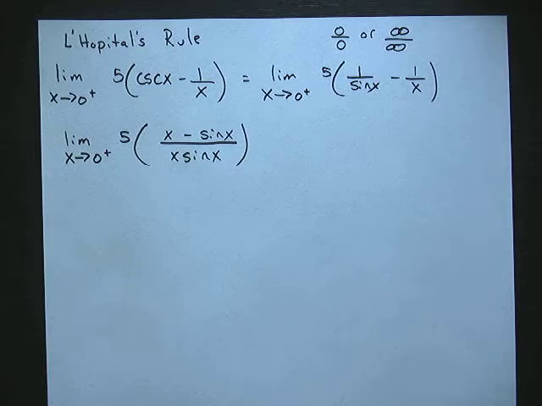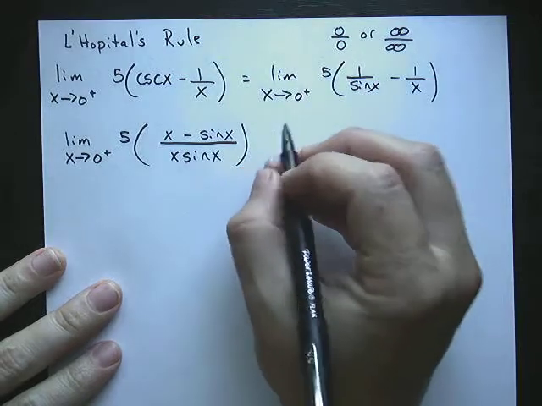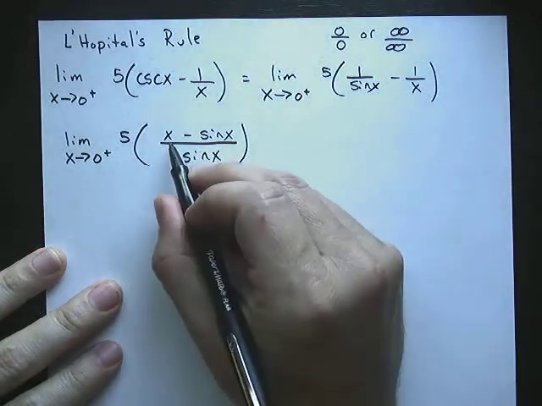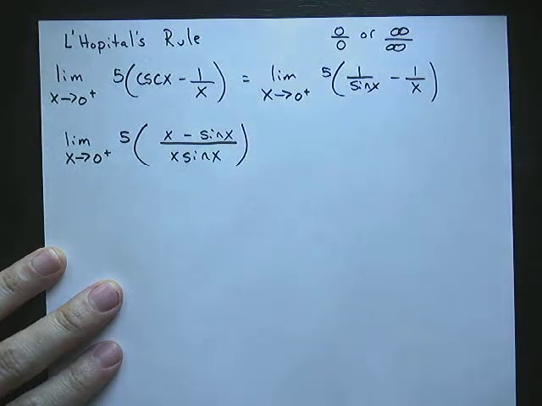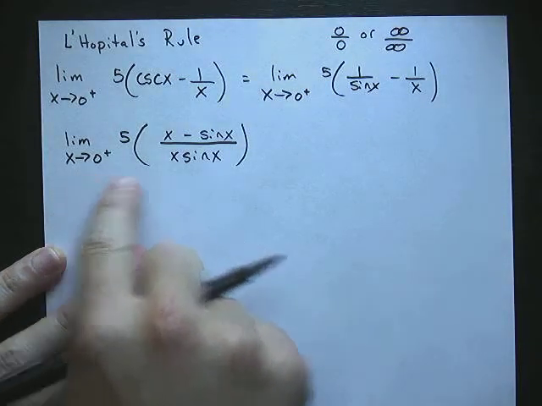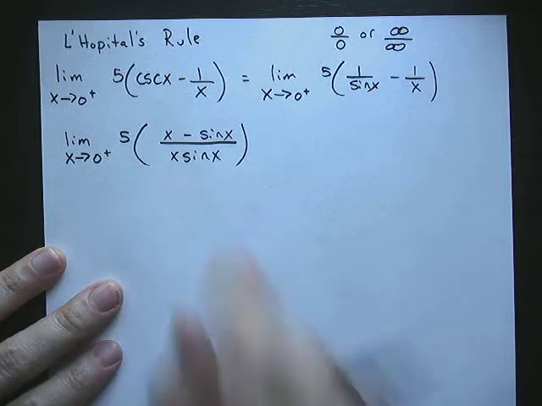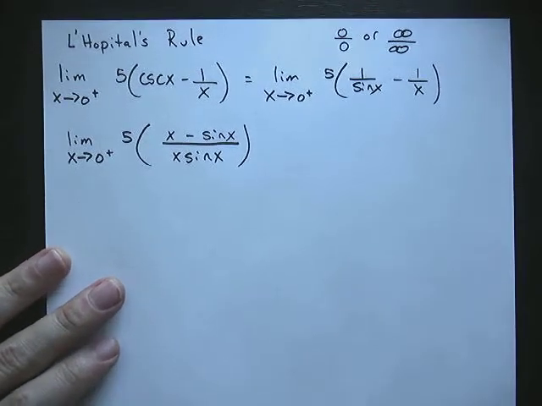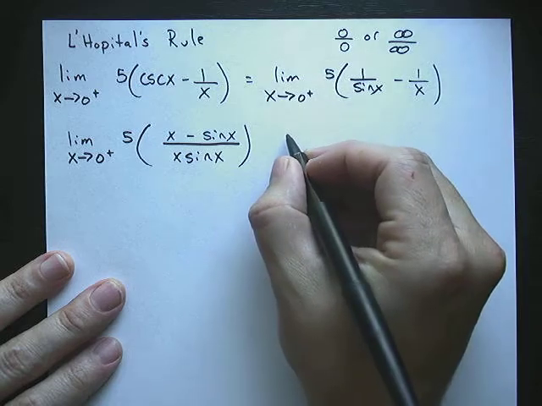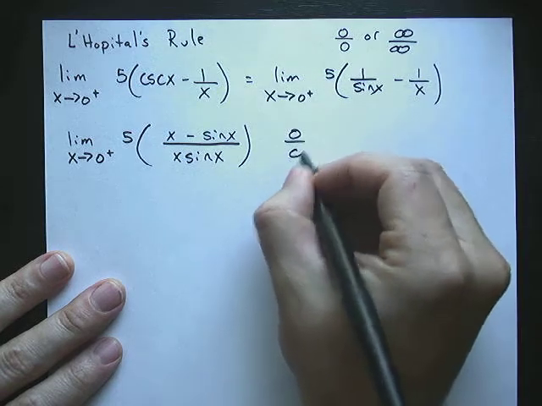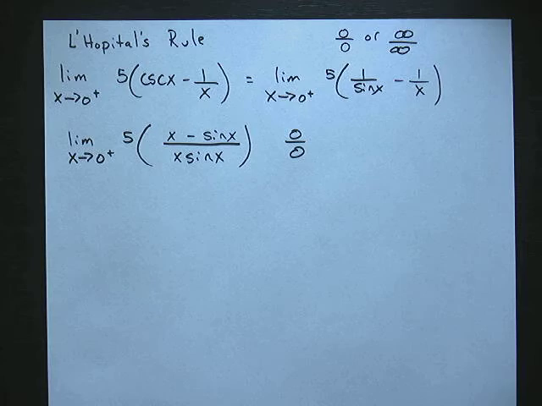Let's see if we're of the form 0 over 0 or infinity over infinity, the indeterminate form. So we plug in a 0 here, and we get 0 minus 0, which is 0 on top. And on bottom, we get 0 times sine x, so that's definitely 0. So you do get 0 over 0. That's one of the forms that it works in. So now that we've shown that it is an indeterminate form, we can use L'Hopital's rule.